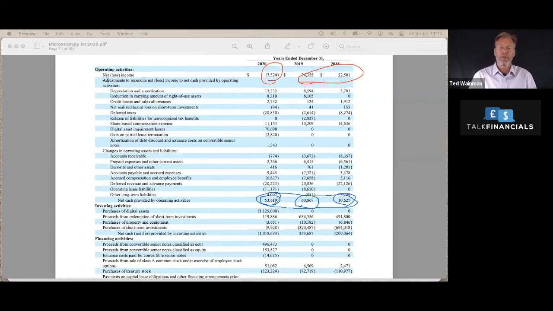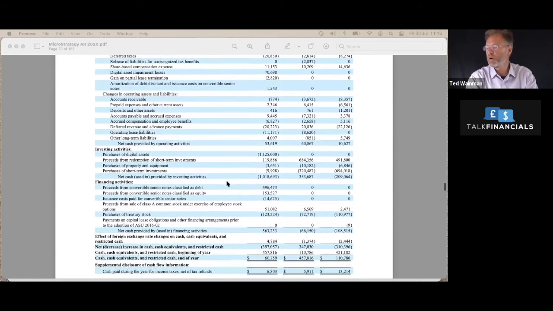And that's going to be a combination of the fact that the loss was due to the write down in a digital asset and the fact that they get a lot of their revenue up front or in advance of providing that service. So that's coming through very, very strongly.